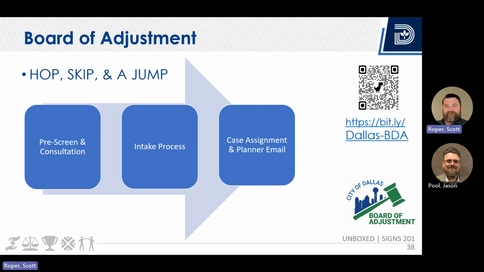So just a little bit over the board adjustment process. Nikki laid out these slides. She labeled it as a hop, a skip, and a jump. So that first process is the pre-screen consultation. Basically, you'll come in and we'll do an internal review with you of all the documents you've got. We'll go over the code and make sure it is eligible for the variance. We'll go through and make sure that, again, all your items are in place.